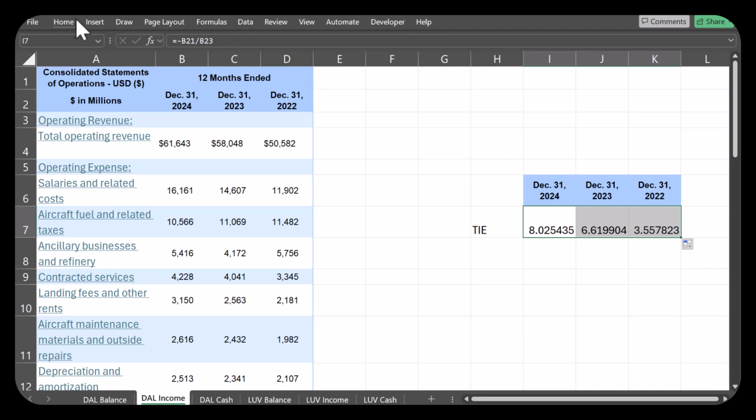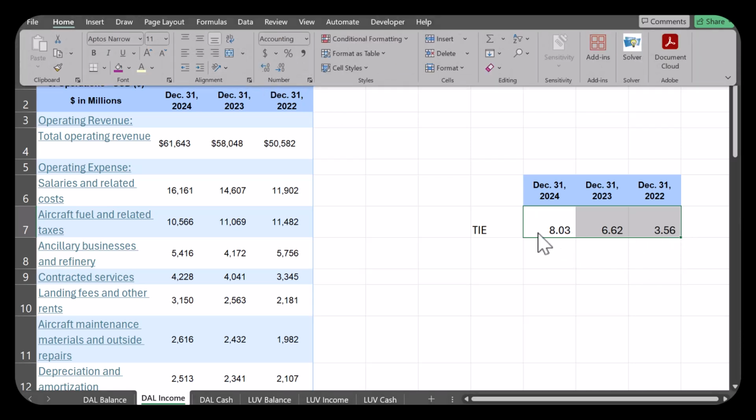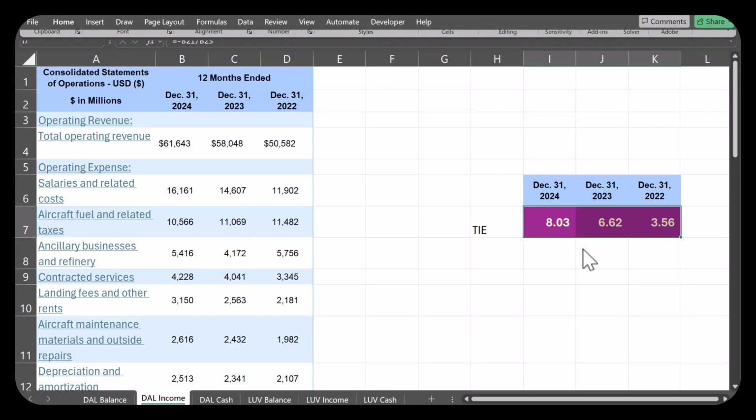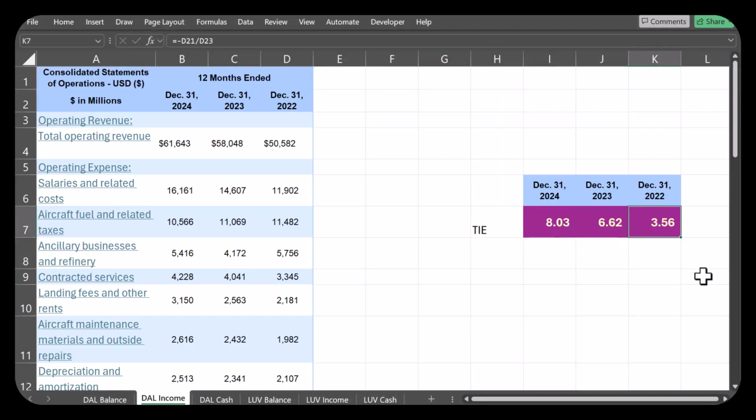So not too shabby. But relative to 2022, things have improved. Partly because interest in 2022, airlines were not doing that well, especially Delta. So their EBIT, in a sense, have increased.